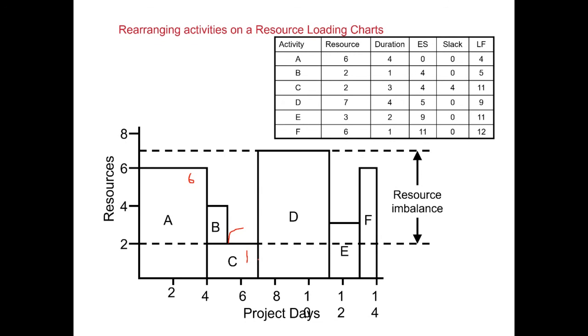So what are your thoughts on this? How could we try to address this resource imbalance and this fluctuation? And then from the following week, it goes back up to 7 resources, right? So 6, then moving down, and then moving back up to 7. Any thoughts, any suggestions on how we could sort out this problem with activity C?